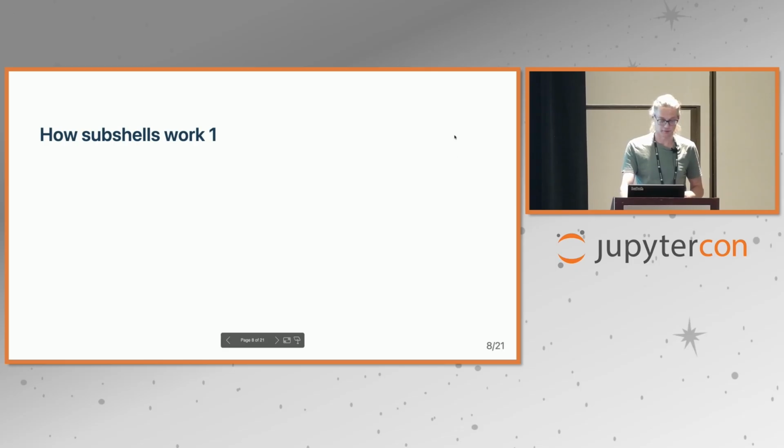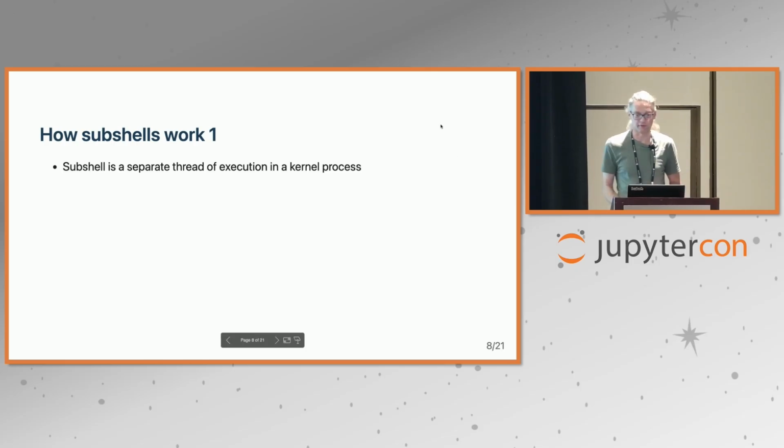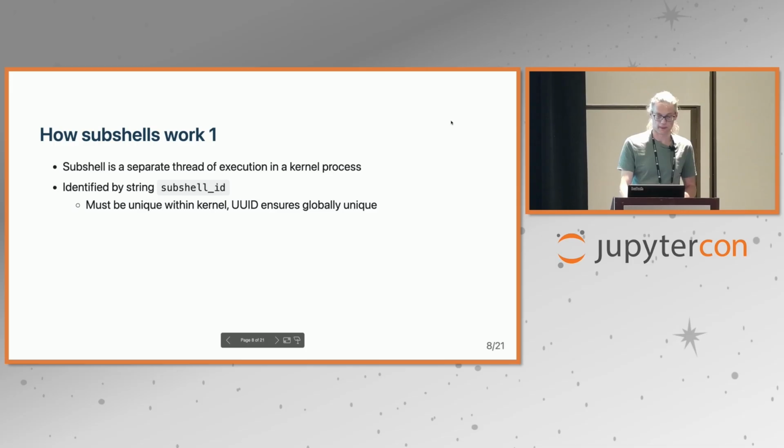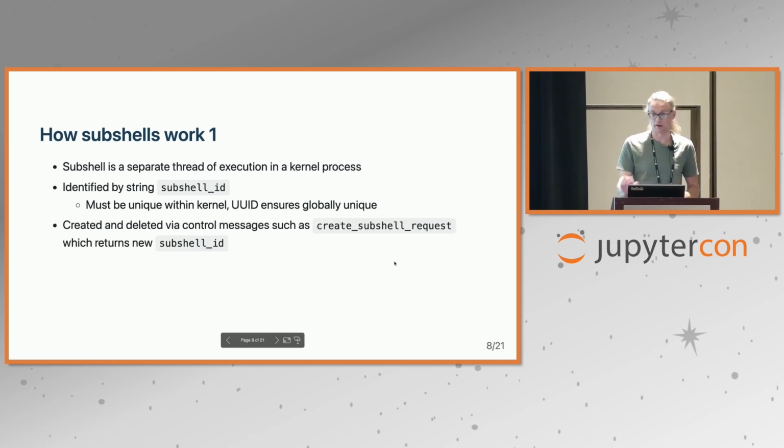How do subshells differ from that? Well, a subshell is a separate thread of execution in a kernel process. It is identified by a string subshell ID. That subshell ID for each subshell has to be unique within a kernel, of course. What we tend to do is use UUIDs to be globally unique, just because we use those throughout the Jupyter stack anyway for kernel IDs and so on. A subshell is created and deleted via messages on the control channel. So for example, a create subshell request will create the thread, get it up and running, and it will send back the new subshell ID so we are able to address it.